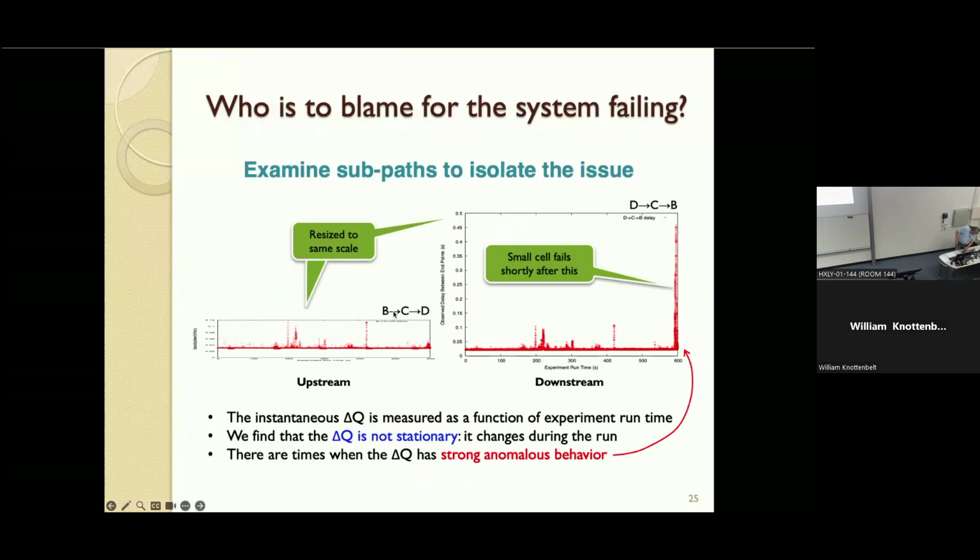Now let's look at the BCD paths and DCB, upstream and downstream, okay? The delta Q is not stationary, so it's changing according to the run. And at some points, it has a strong anomalous behavior. So we're going to zoom in on that. Here, for example, in the upstream behavior, you can see there are some outliers, but they're not big. But in the downstream behavior, we have some very big outliers where the delay is much increased.